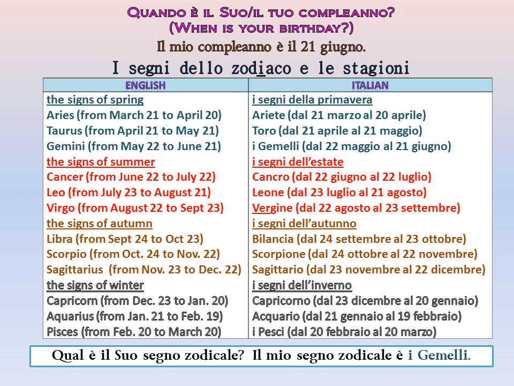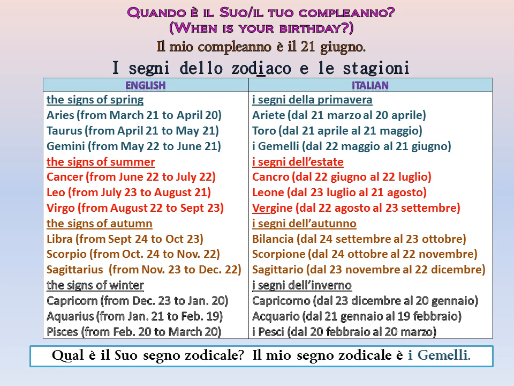Here are the signs of the zodiac, I segni dello zodiaco, together with the names of the seasons, le stagioni, with which they are associated in the northern hemisphere. I segni della primavera. Ariete, dal 21 marzo al 20 aprile. Toro, dal 21 aprile al 21 maggio. I gemelli, dal 22 maggio al 21 giugno. I segni dell'estate. Cancro, dal 22 giugno al 22 luglio.